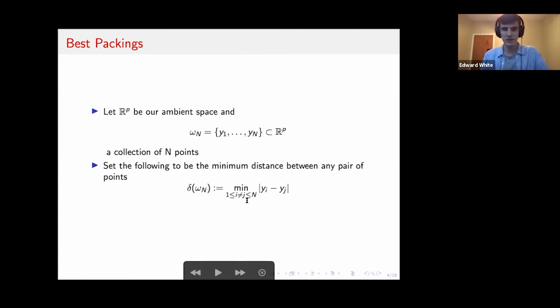It's a minor point, but for packing, we want these to be distinct points, but that's not really too hard of a restriction to put on ourselves. So we just take a configuration, look at all pairwise distances, and find the minimum such pairwise distance. And that will be delta of our omega n.